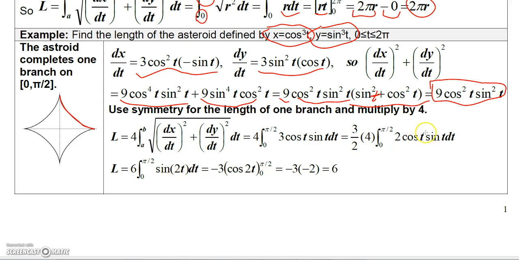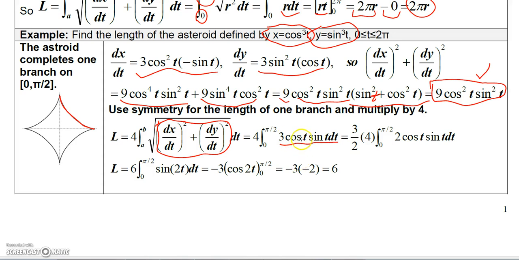So if I put this in the square root here, I skipped that step, but the integral would be the square root of this, and the square root of this would simply be 3 cosine t sine t. So I've got 3 cosine t sine t. And remember, I said I was going to just integrate this from 0 to pi over 2 to get one branch, and then multiply it by 4 to get the sum of all the branches.